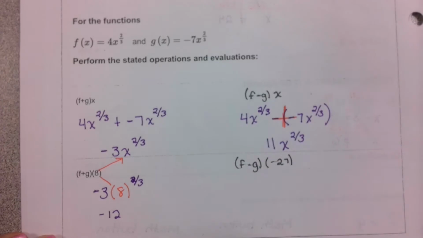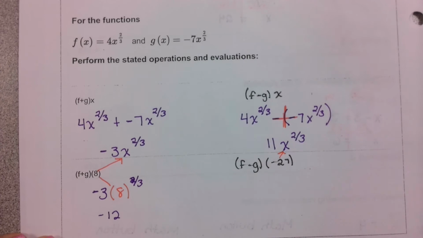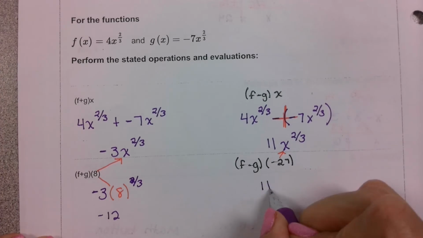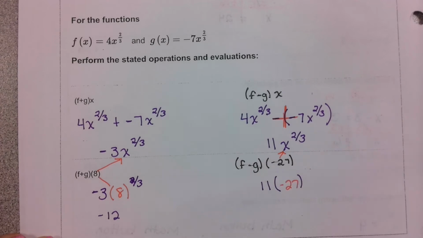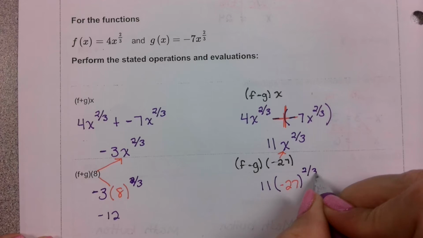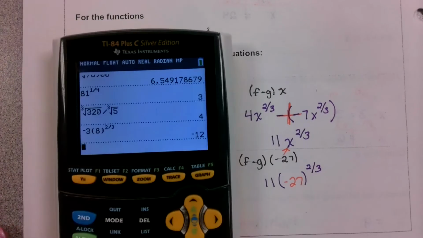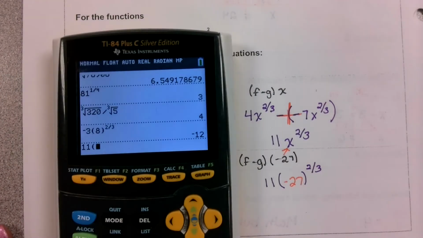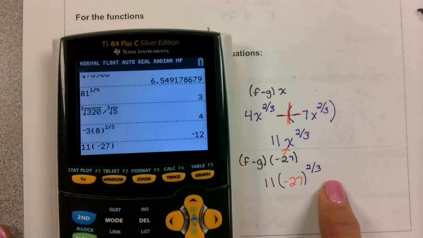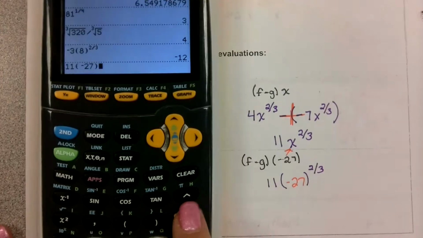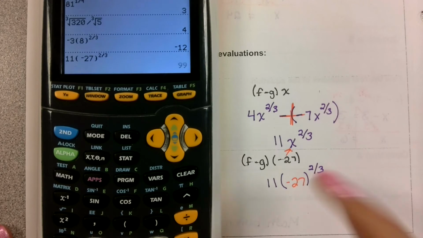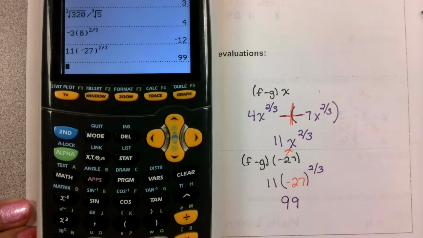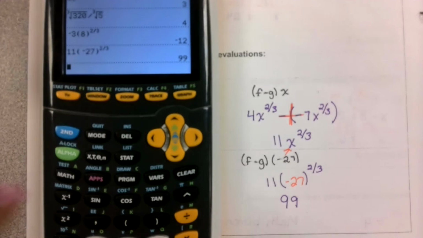This one here, they're saying use the f minus g and just go ahead and plug in negative 27 for x. And I have 11 parentheses negative 27 to the 2/3. Doesn't bother me that we have ginormous numbers because I know how to use a calculator, and I just make sure that my calculator looks like the work that I wrote here. Remember, if you're doing exponents, you have that caret raised to the 2 divided by 3. And I get an answer of 99.